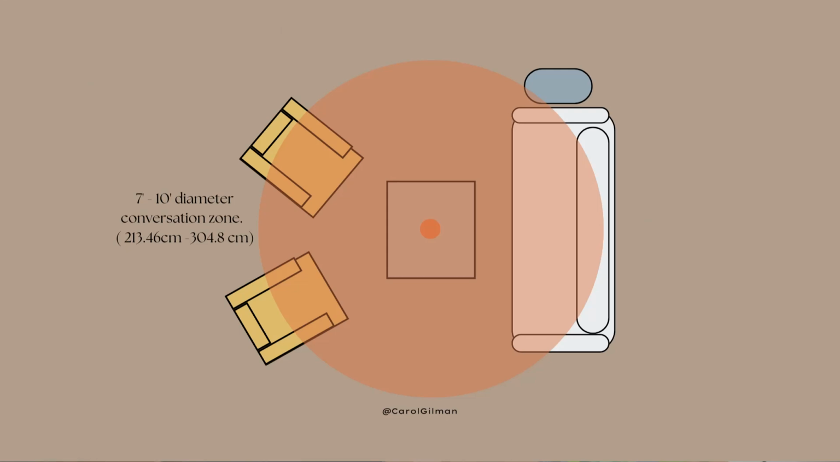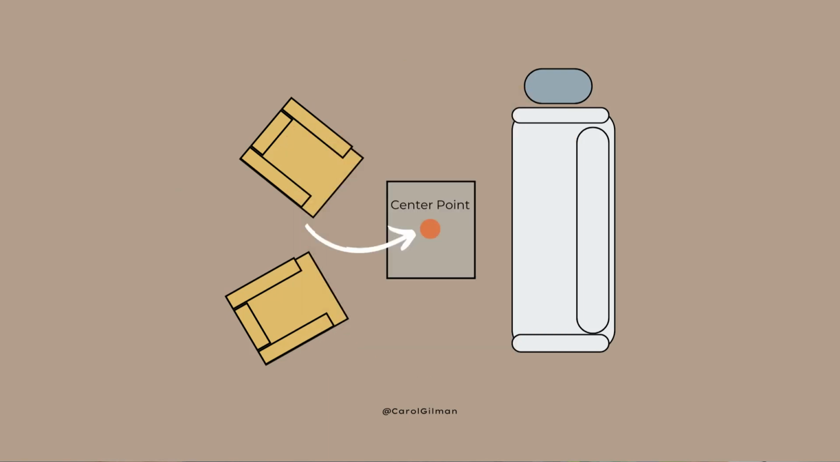And there's kind of a conversation zone that designers use to kind of plan how large or how close everything in that grouping of furniture should be. And this can range from 7 feet to 10 feet. So a 7-foot or 10-foot wide diameter circle.